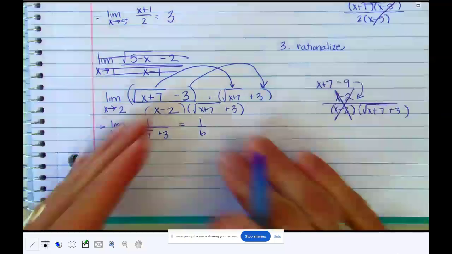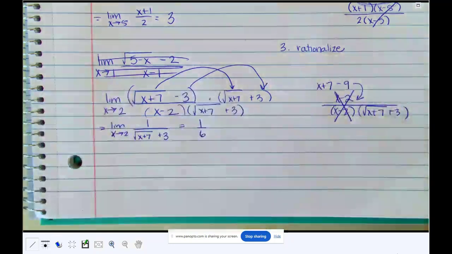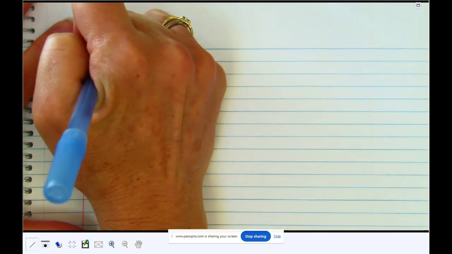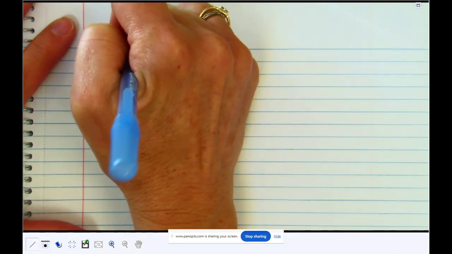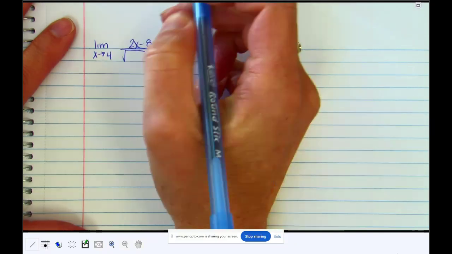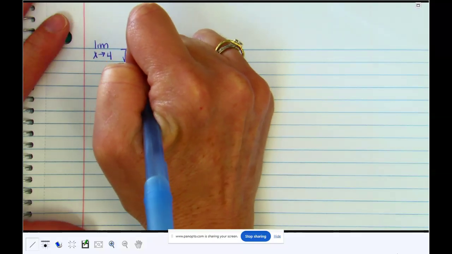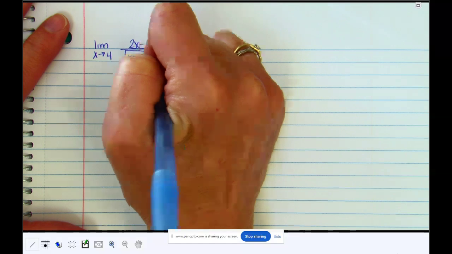So these look like they're terrible because of the square roots, but the shortcuts in the math make them a little bit nicer. Okay, so we're going to try a couple of these. So let's try the limit as x approaches 4 of 2x minus 8 over square root of x plus 12 minus 4.